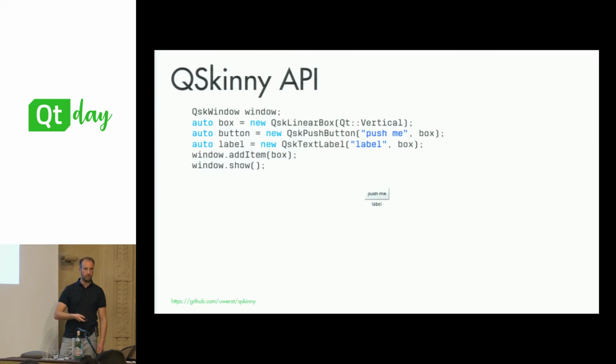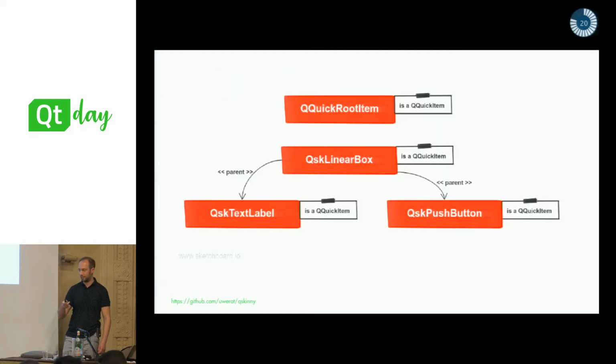Now again, let's look at what kind of elements are created on the C++ side. Again, you have the root item, which is always there. You have the linear box, and you have the text label and the push button. So all these 3 items that we instantiated are QQuick items. I mean, they don't derive directly from QQuick item, but there's a QSkinny control, a QSK control, and all kinds of subcontrols. And QSK control inherits from QQuick item.